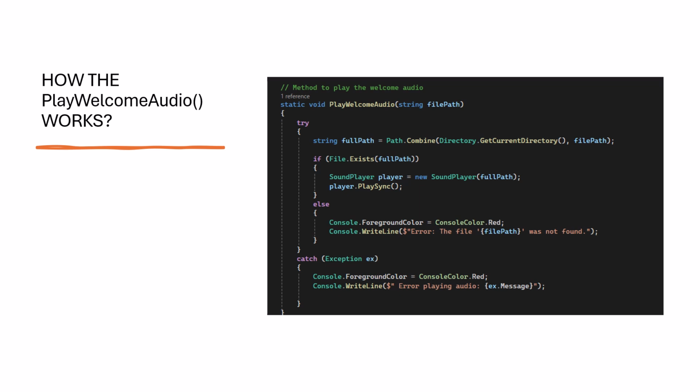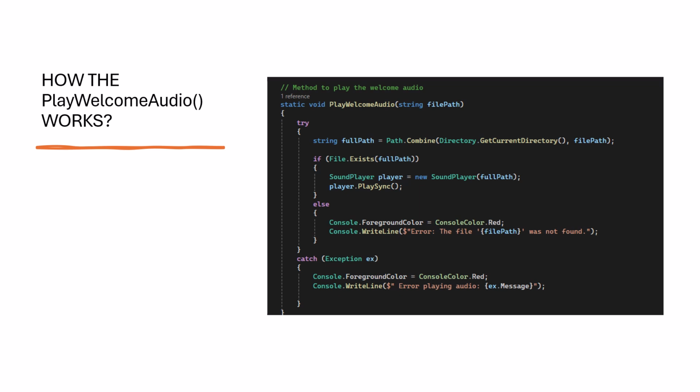How the play welcome audio method works. The play welcome audio method is responsible for playing an audio greeting when the program starts. It takes the file name of the audio file as a parameter, constructs the full path to that file in the program's current directory, and then checks if the file exists.